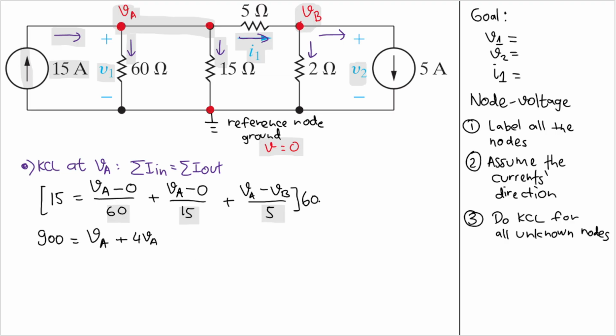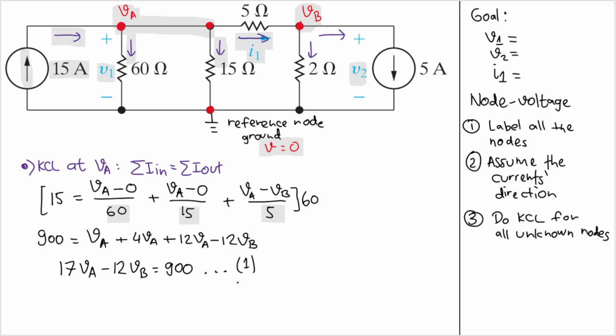Okay, and then 5 and 60 will cancel into 12. So I will have 12 VA minus 12 VB. Good. 1 plus 4 plus 12, that will be 5 plus 12. 5 plus 12 is 17. So we'll have 17 VA minus 12 VB, and that will equal to 900. Good, and I think nothing that we can do from here. Let's save this as equation number 1.